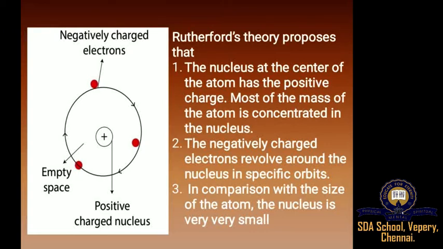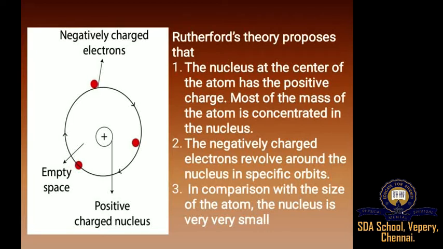The negatively charged electrons revolve around the nucleus in specific orbits. So these are the electrons, this red color, right? These are the electrons. The electrons are negatively charged. They revolve around the nucleus in specific orbits. In comparison with the size of the atom, the nucleus is very small. So when compared to the size of the atom, the nucleus is very small.